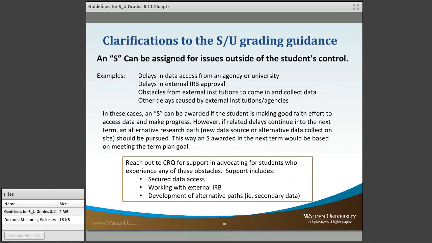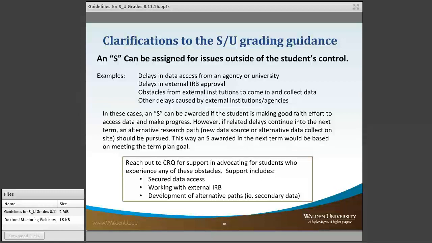And then, I don't know, Deborah, did you want to talk a little bit about this? When an S is assigned for issues outside of the student control, this came up a lot. We want to be really clear about it. Yeah, thanks, Laura. We continue to get questions from faculty about what do you do in a situation where a student is delayed, but it really is no fault of the student.